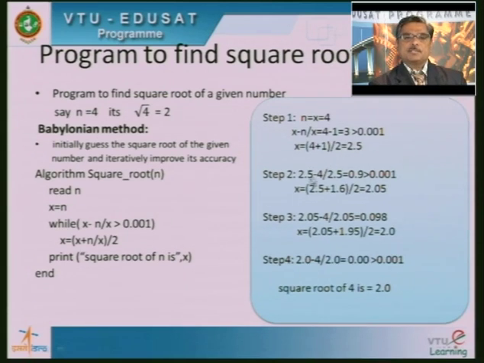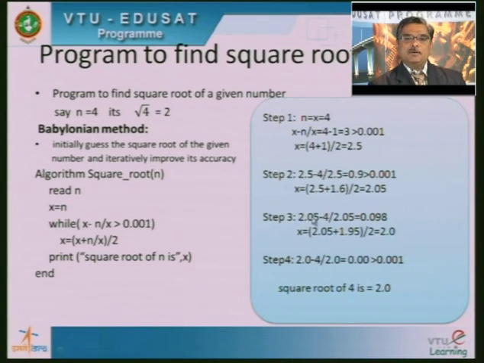So the control goes back once again to the loop to evaluate this expression and check the condition. 2.5, the new value of x, minus 4, n is the same 4, divided by 2.5, that is 1.6, subtracting from 2.5, you will get the value 0.9. 0.9 is greater than 0.001, hence the new value of x is computed: x is 2.5 at that time, 2.5 plus n by x, that is 1.6, divided by 2, you will get the new value, that is 2.05.